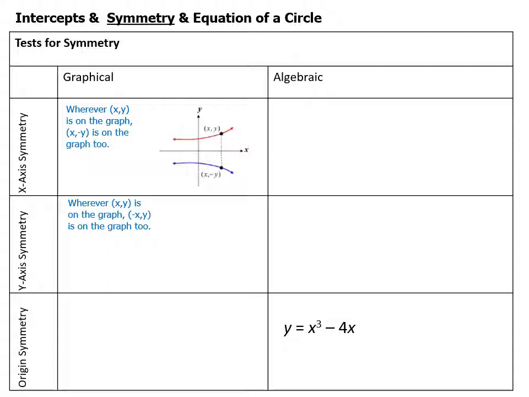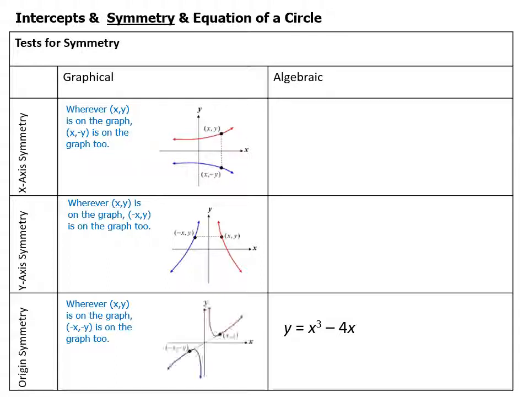For y-axis symmetry, if we have (x, y) on the graph, then (-x, y) is on the graph too. So if you fold along the y-axis, they match up. Origin symmetry: wherever (x, y) is on the graph, then (-x, -y) is on the graph too. That's if you spin around the origin, they will match up.